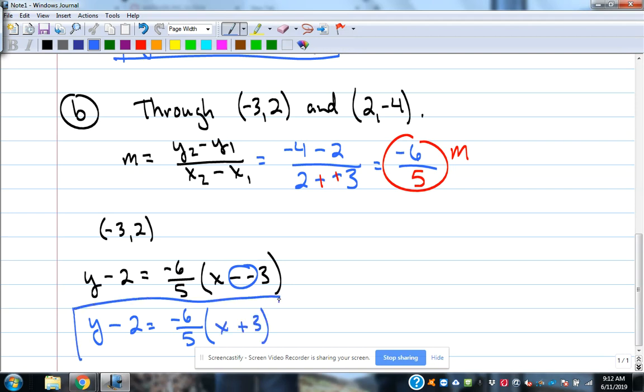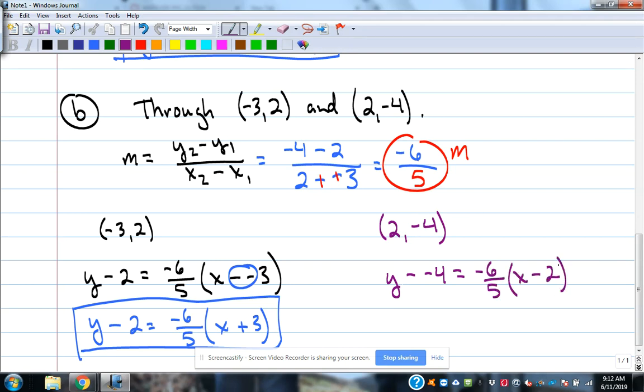This would be one correct answer for that problem. But because we had two different ordered pairs at the beginning, that's not the only one that would be the exact same line or same equation. We can rewrite the equation using the ordered pair 2, negative 4. If we do that, we'll have y minus negative 4. The slope is still negative 6 over 5. And then x minus 2. Well, I've got a double negative right there, so I'm going to make that y plus 4.